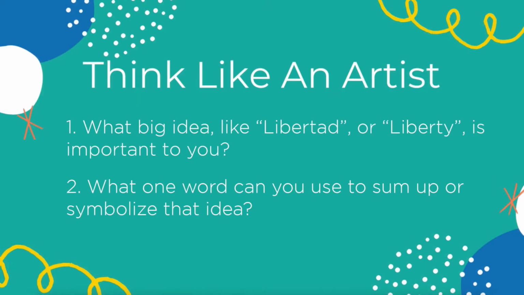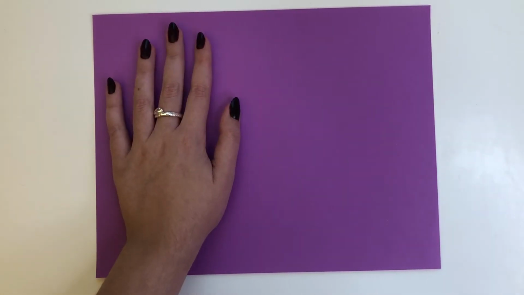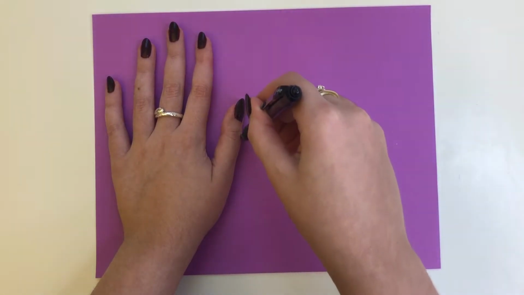What big idea, like Libertad or liberty, is important to you? What one word can you use to sum up or symbolize that idea? After you have chosen your word, write it down. Then count out how many letters are in that word.